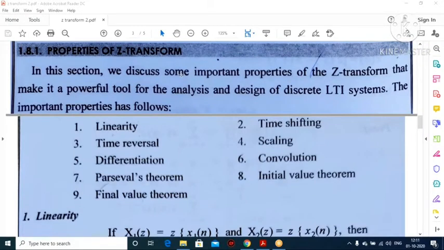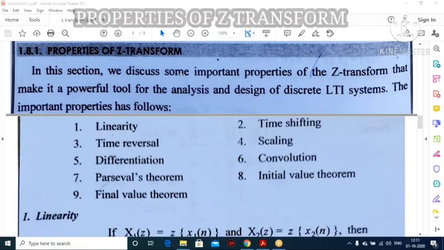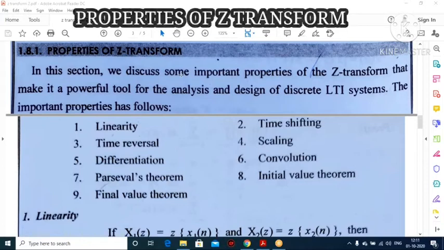Today we are going to study the properties of Z transform. Last class we discussed how to solve the Z transform problem, that is, determine the Z transform of the following discrete time signal, and also how to determine the ROC. Today's lecture is on the properties of Z transform.